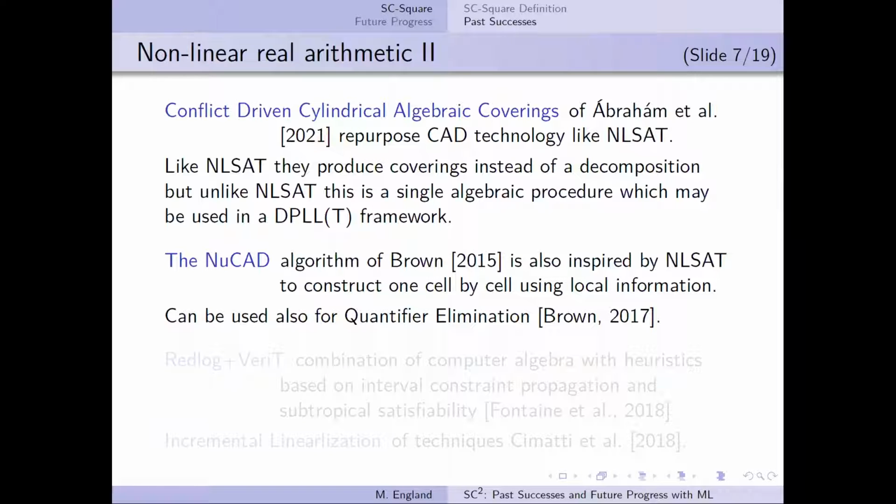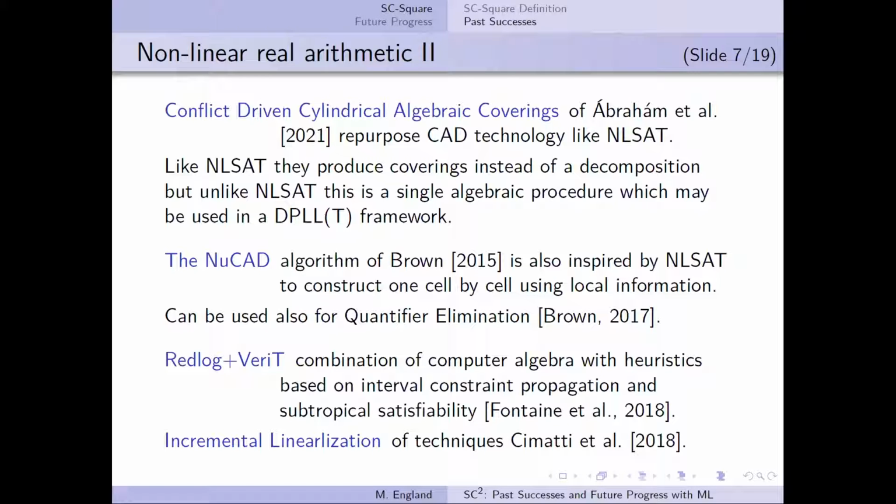A different algorithm inspired by NLSAT is the NuCAD algorithm by Chris Brown. That stands for non-uniformly cylindrical algebraic decomposition. So this is a decomposition, unlike NLSAT and CDCAC, but this does not use the strong cylindrical property. It constructs one cell at a time using local information, which allows for optimizations. And unlike NLSAT, it can be used for the stronger problem of quantifier elimination.